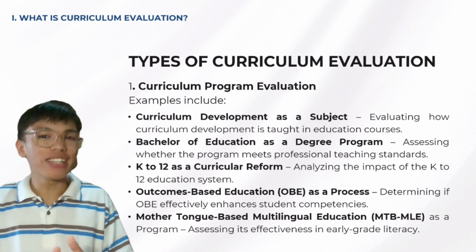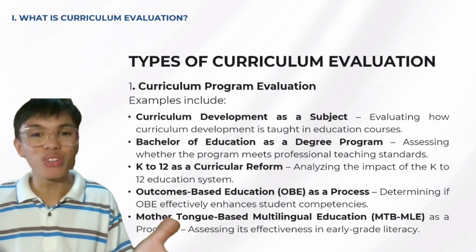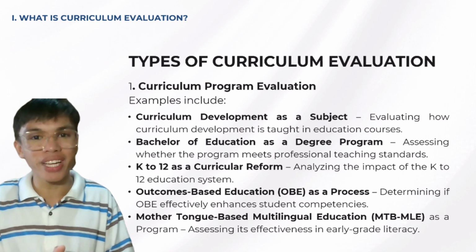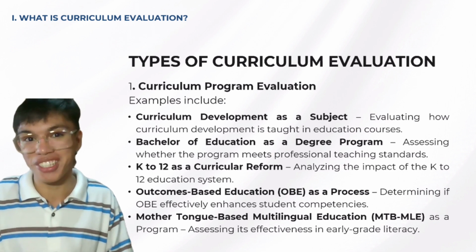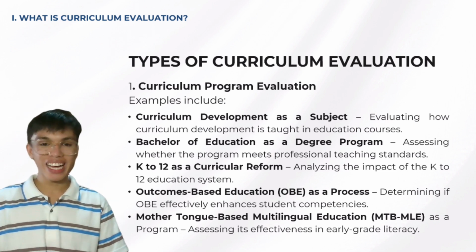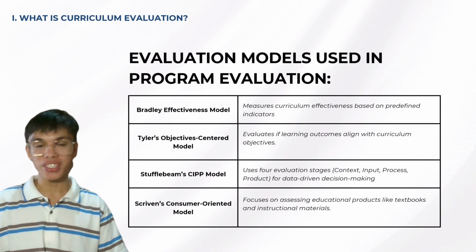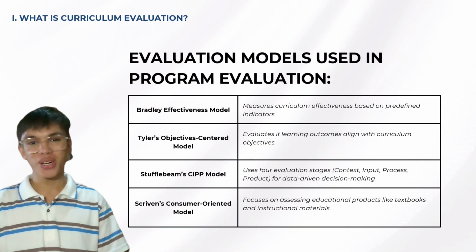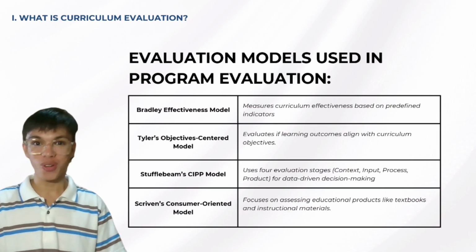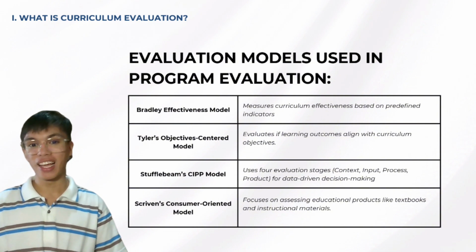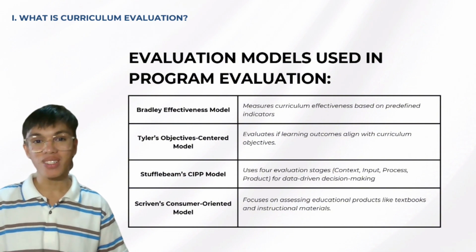So now that we've seen how different programs are evaluated, let's explore the specific models used in program evaluation. Okay? So class, now let's go to the evaluation models used in program evaluation. There are four types that are used in program evaluation. First is Bradley Effectiveness Model. This model measures curriculum effectiveness based on predefined indicators.